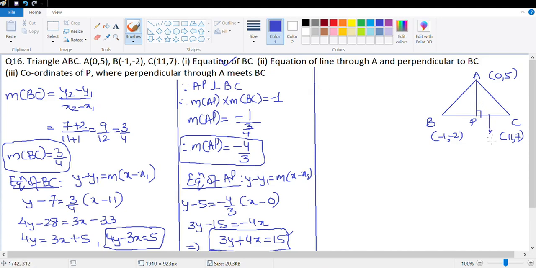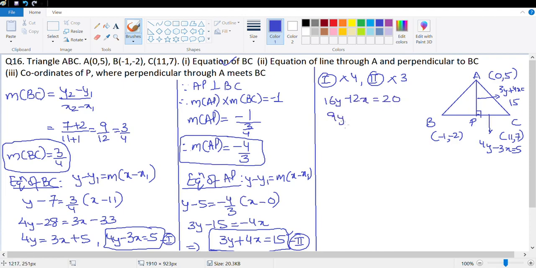So I know this line is 4y minus 3x is equal to 5, and this line is 3y plus 4x is equal to 15. I need to find the point of intersection, which means I'll have to solve these two equations simultaneously. Let's call this equation 1. Let's call this equation number 2. So I notice that the coefficients of x can become equal if I multiply 1 with 4 and multiply 2 with 3. Yes, this will become -12x and this will become plus 12x. Perfect. So if I multiply 1 with 4, I get 16y minus 12x is equal to 20, and this becomes 9y plus 12x is equal to 45.